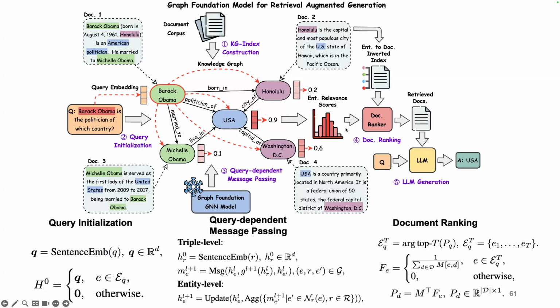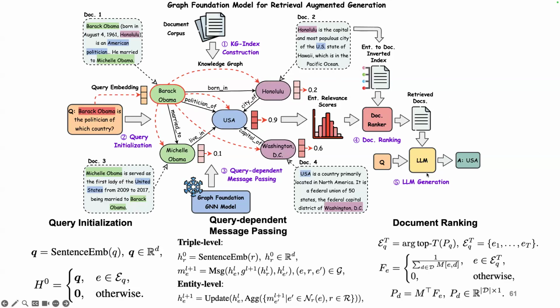So based on this probability, we will map it back to the original document. Here we have an entity to document inverted index. Basically, an entity can be mentioned simultaneously in multiple different documents. So we can utilize these relevance scores and the inverted index to find the relevant documents and feed them together with the question into the LLM to generate the final answer. So here, we can see we have the graph foundation model focusing on the graph reasoning part, and the large language model focusing on its reasoning based on the retrieved knowledge.